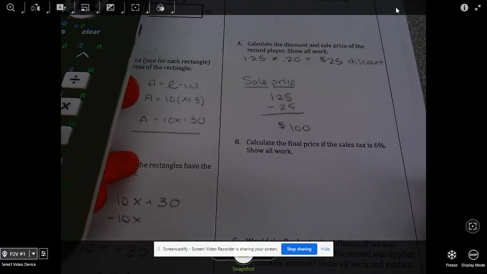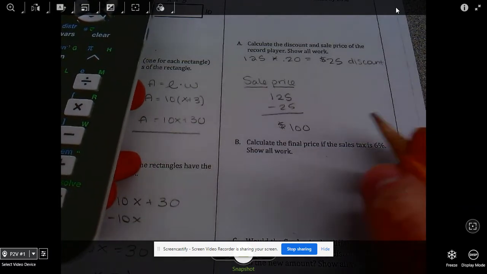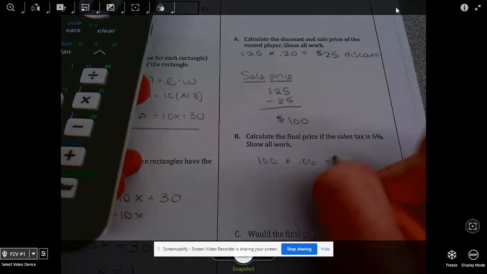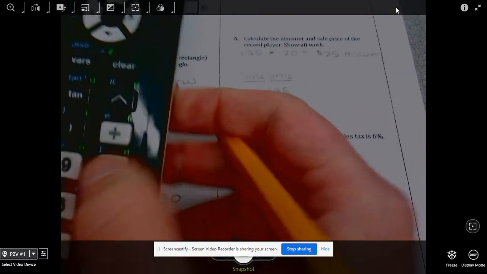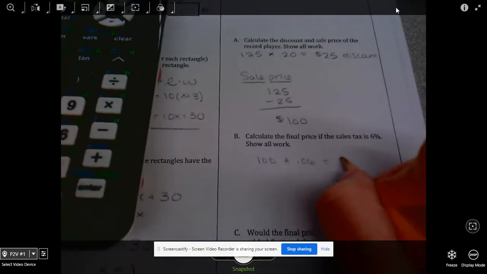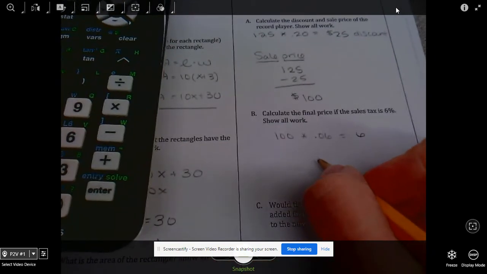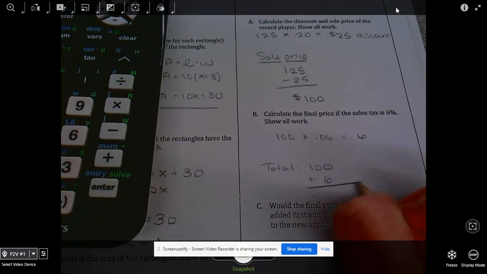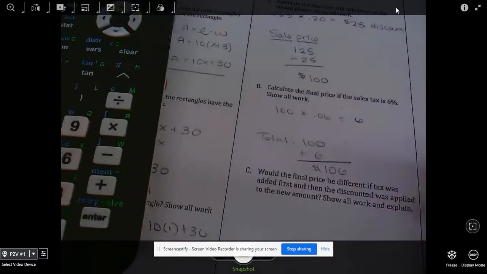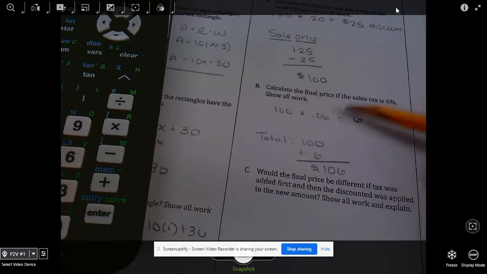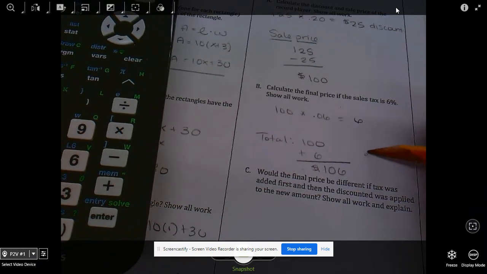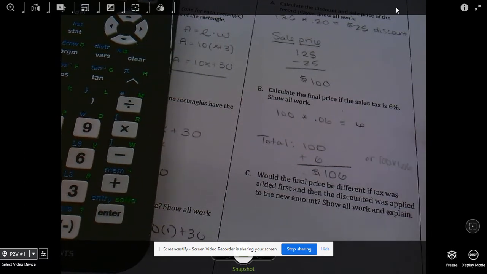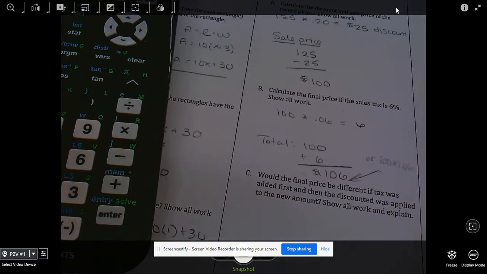It says calculate the final price if the sales tax is 6%. So it's $100, but you have to multiply it by 0.06 to get $6. So the total would be your $100 plus your $6, which is just $106. Now we could have done this another way. If you wanted to keep your $100 and the 6%, you could have done 100 times 1.06. That 1 would have kept your 100, and you would have gotten the same thing.